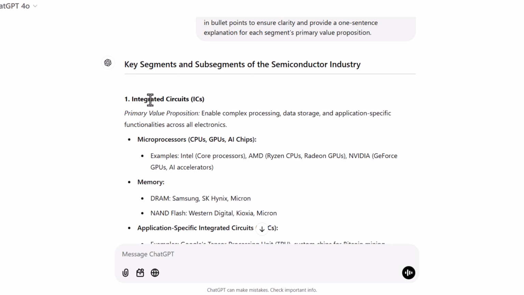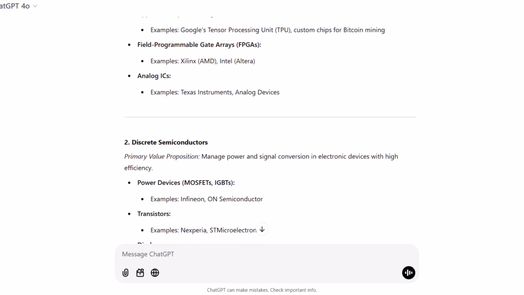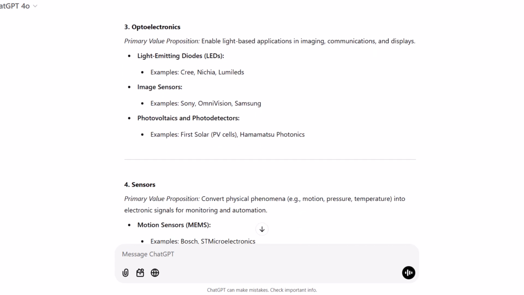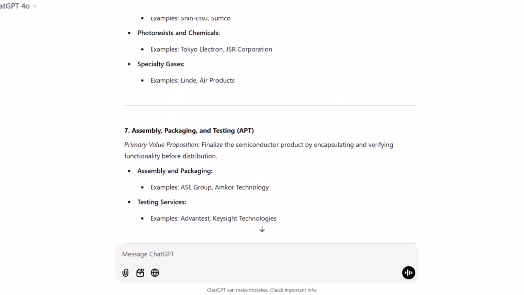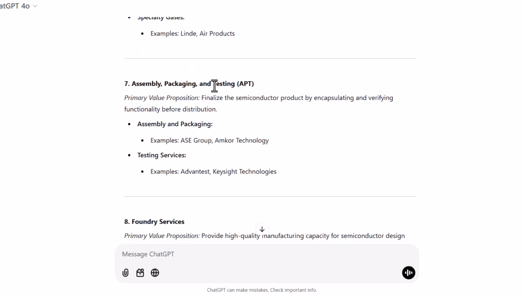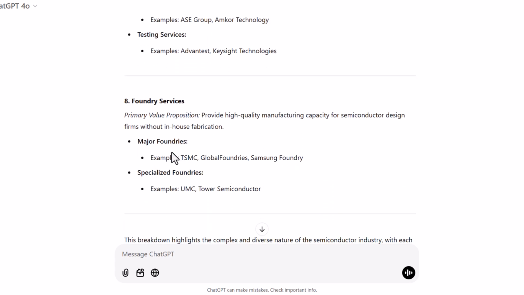So here it's breaking the industry down again. Integrated circuits, so these include microprocessors like GPUs from NVIDIA, also memory, analog ICs, optoelectronics, sensors, equipment, materials, and assembly, packaging, and testing. It also identifies some of the top companies in these different sectors as well.